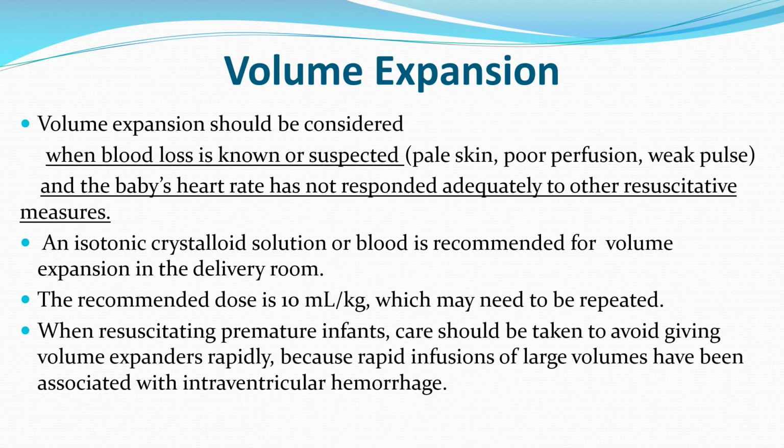Volume expansion should be considered when blood loss is known or suspected. The patient appears pale, with poor perfusion and weak pulse, and the baby's heart rate has not responded adequately to other resuscitative measures. Isotonic crystalloid solution or blood is recommended for volume expansion in the delivery room. The recommended dose is 10 ml per kg, which may need to be repeated. When resuscitating premature infants, care should be taken to avoid giving volume expander rapidly, because rapid infusion of large volumes has been associated with intraventricular hemorrhage.